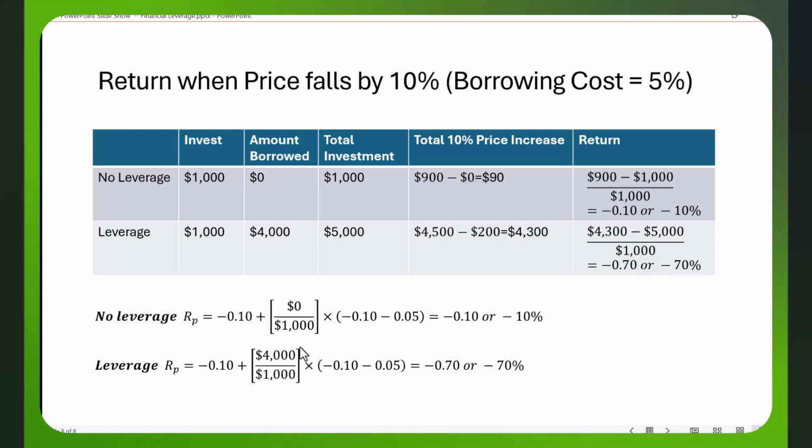Minus 10%. 4 times, remember it's minus 10 minus 5, so that's minus 15%. So 4 times minus 15% is minus 60% plus the minus 10%. So you lose 70%. So when there's a cost of borrowing, it magnifies the loss even more because you're paying for it, and it causes the gain to be not as great as when there are zero borrowing costs.